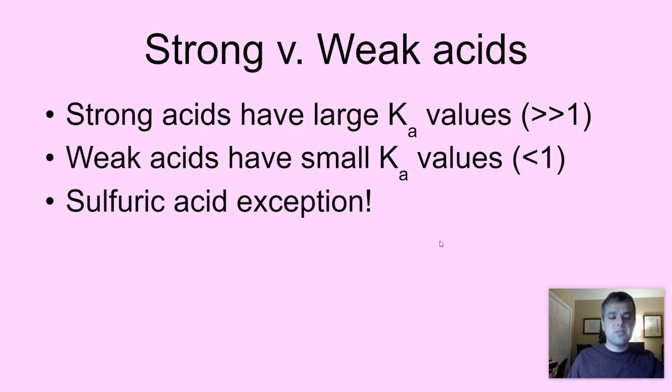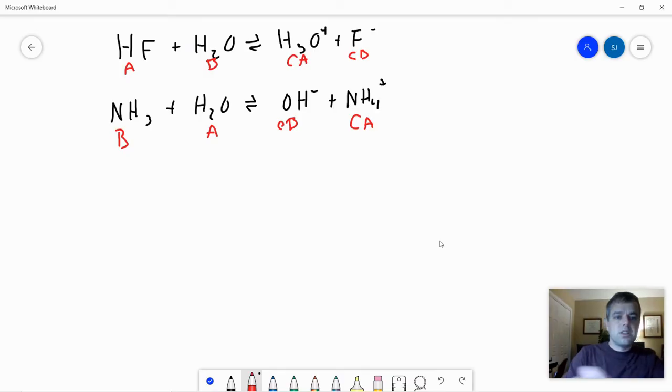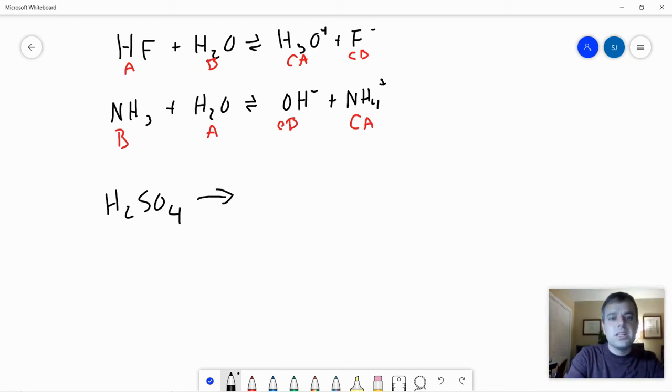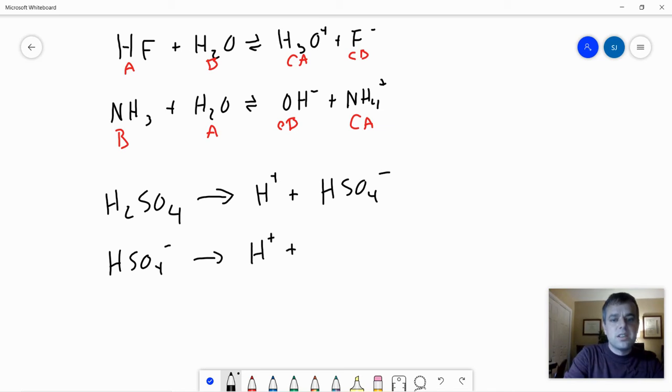And there is an exception for sulfuric acid, because sulfuric acid, which is H2SO4, is a strong acid. By a strong acid, what I mean is when you put it into water, it ionizes 100% to produce H pluses, and then it produces HSO4 minus. Well, HSO4 minus can then ionize a second time to produce another H plus and SO4 with a negative 2 charge. But in the second case, HSO4 minus is a weak acid. In other words, it does not go 100% to the products, or almost 100%.